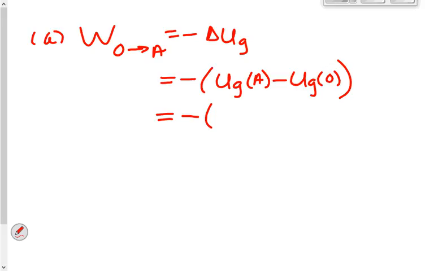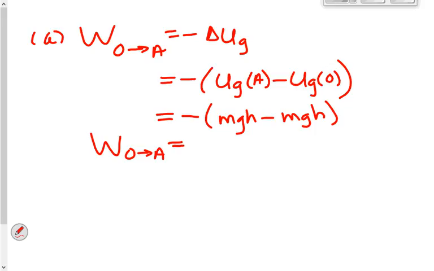So what's UG at A? Good. And what's UG at the initial point? We're MGH. So the work done by the gravitational force as the object goes from its initial point 0 to A is equal to what? 0. So is there any work done? No, because that level above the Earth hasn't changed.